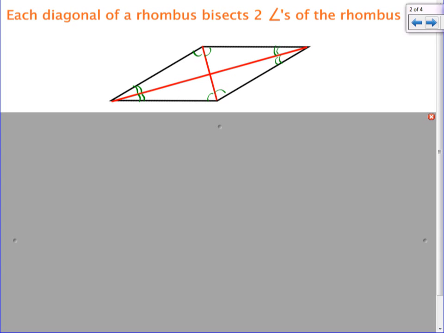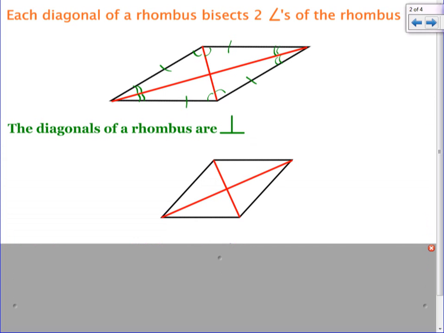Now if it's a rhombus, we know that the four sides are the same length as well. So what they're going to do is put algebra on some of these things, and we have to know how to set them up based on these properties. The diagonals of a rhombus: if it's a rhombus, let's put these on here, 4 equal sides. The diagonals are perpendicular.